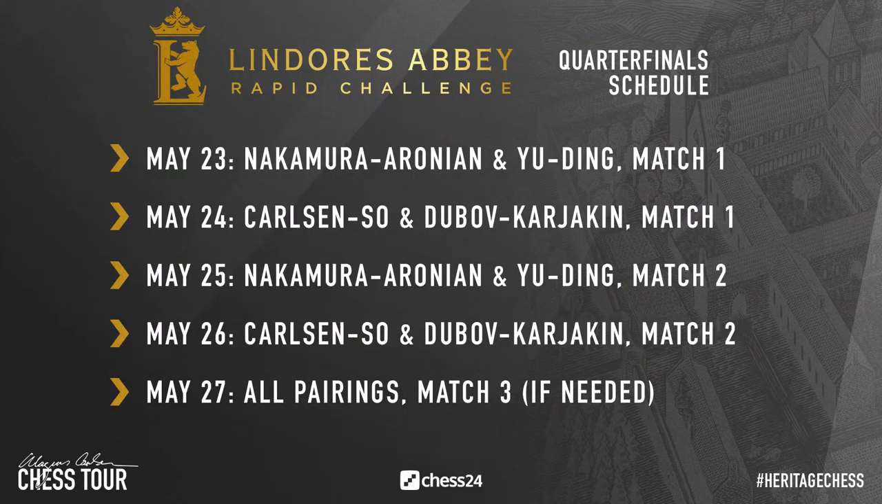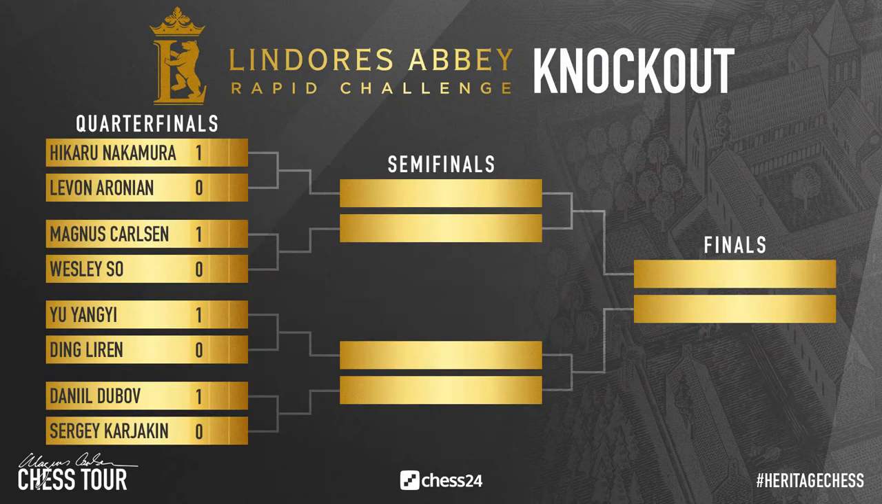Everybody, welcome to day number 3 of the Lindores Abbey Rapid Challenge quarterfinals, where today Ding Liren and Levon Aronian are in must-win situations. Should they lose their mini-matches against Yu Yangyi and Hikaru Nakamura, respectively, they are out of the tournament. And Hikaru, with a win, would move on to the semifinals, potentially against Magnus Carlsen. The same, of course, goes for Yu Yangyi, who would face the winner of Dubov versus Karjakin.